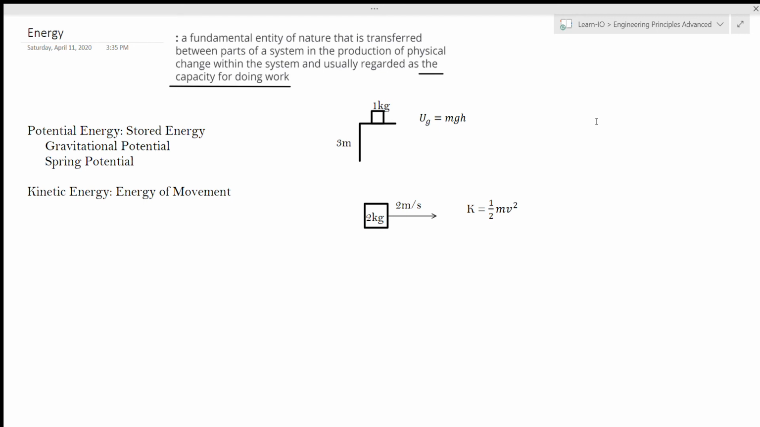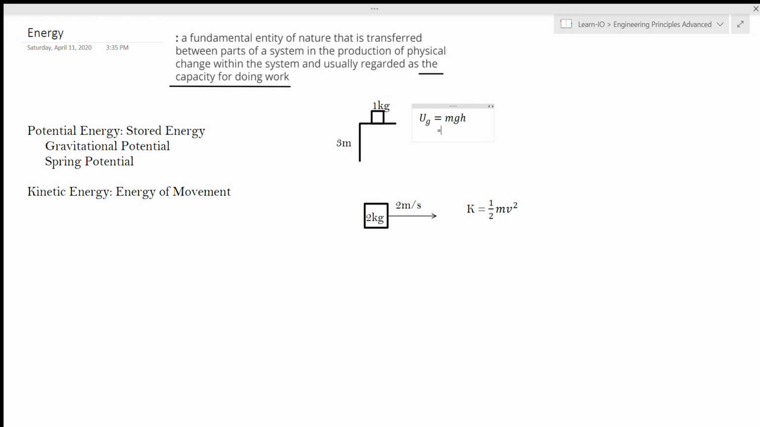UG equals mgh. So in this equation, UG is the gravitational potential energy, m is the mass of the object in question, g is the gravitational constant, or the acceleration due to gravity on Earth, which here is 9.8 meters per second squared, and h is how high off the ground the block is. So knowing all of this, we can actually solve for the UG in this situation.